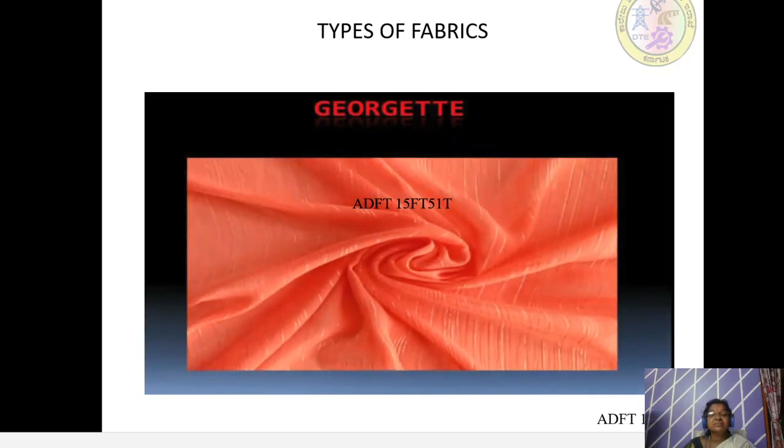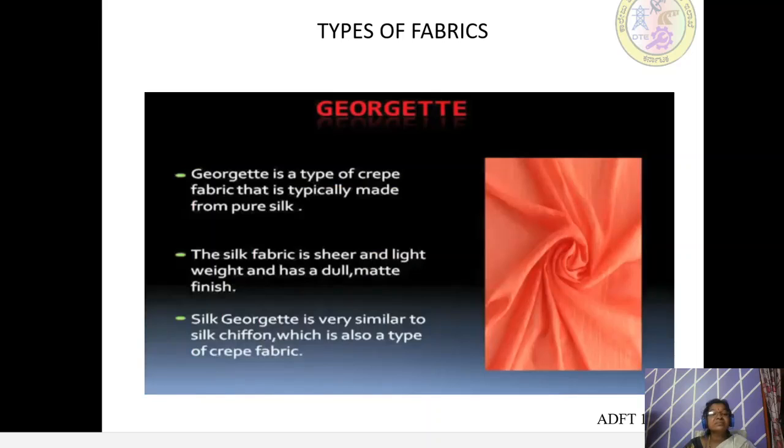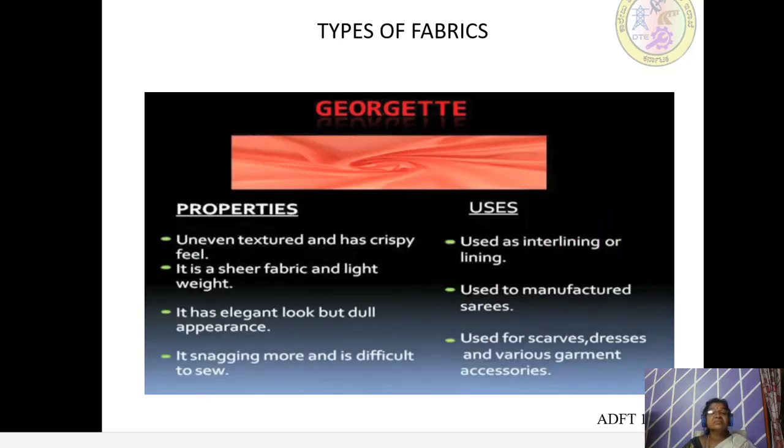Georgette. Georgette is a type of crepe fabric that is typically made from pure silk. The silk fabric is sheer and lightweight and has a dull matte finish. Silk georgette is very similar to silk chiffon, which is also a type of crepe fabric. Properties: uneven texture and a crispy feel. It is a sheer and lightweight fabric. It has an elegant, light but dull appearance. It snags more and is difficult to sew. Uses: used as interlining or lining. Used to manufacture sarees. Used for scarves, dresses and various garment accessories.